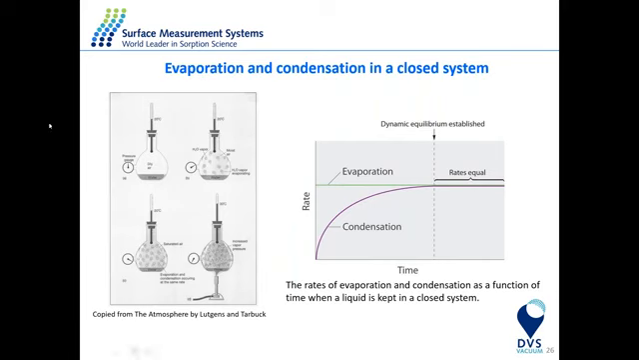Afterwards, we can measure the vapor pressure of the liquid. As you can see, now the gauge moved, and as a result the rate of condensation is increasing. What we observe is that once the rates of evaporation and condensation reach each other, we reach dynamic equilibrium. At dynamic equilibrium, both rates are equal.